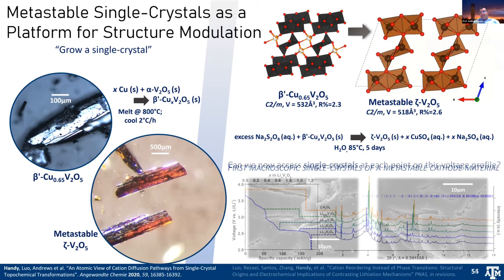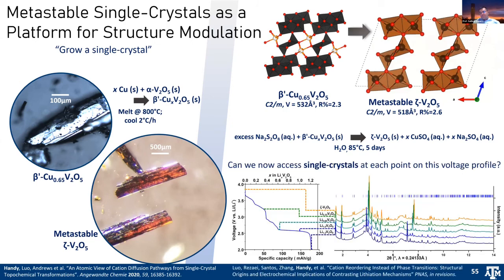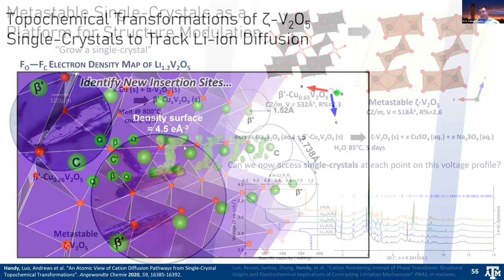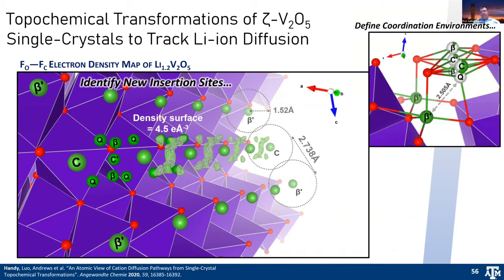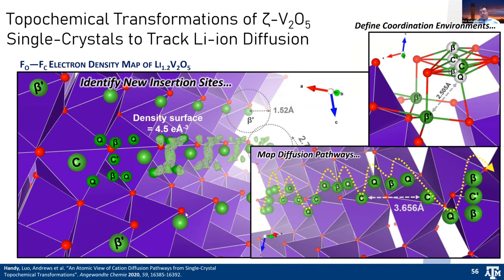And by looking at it, we can now access single crystals at each point in the discharge profile of zeta V2O5 and figure out with high resolution crystal structures where exactly the ions lie. And so therefore we can map out the entire pathway, the atomic pathway that ions have through the lattice. And that's what we've done. That's what Joseph has done here, where you can see how ions diffuse through this lattice. Okay, and from C to Q to beta, and so on and so forth.